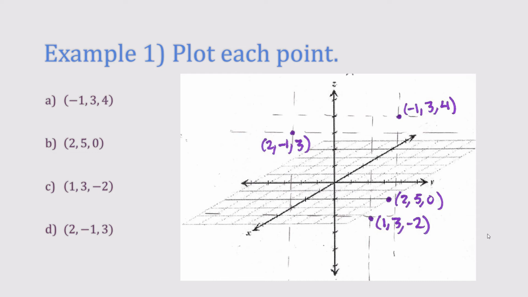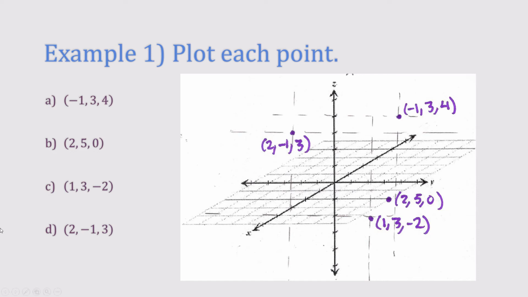But if we want to graph point A, (-1, 3, 4), we would go to -1 in the x direction, then +3 in the y direction, and then up 4 in the z direction, plot our point. The point (2, 5, 0), we would go to +2 in the x direction, +5 in the y direction, and up nothing in the z direction, so there's our point.